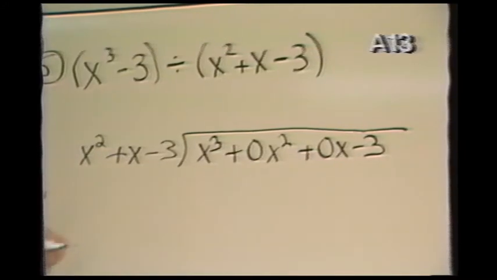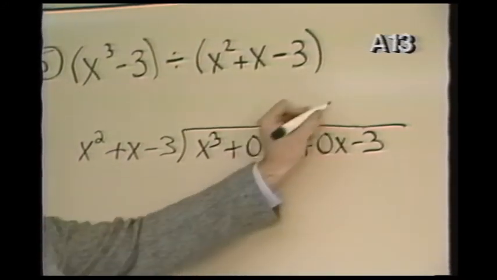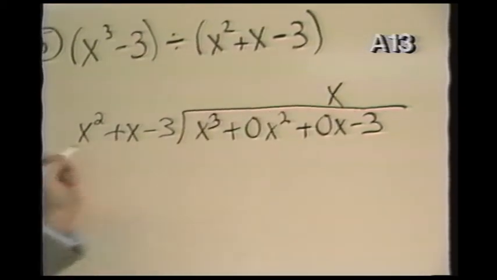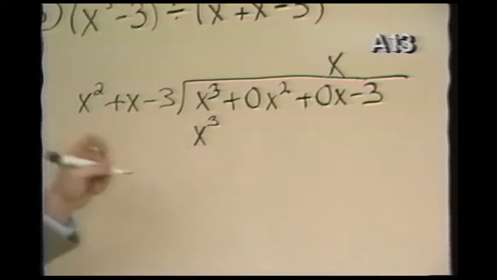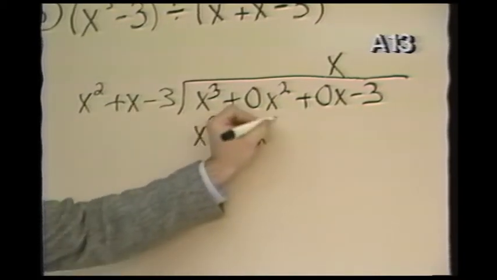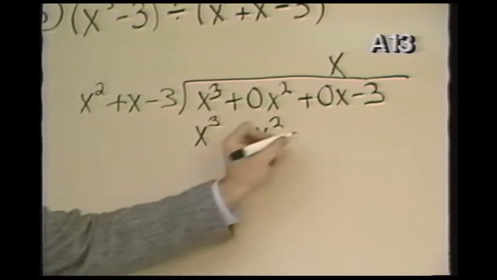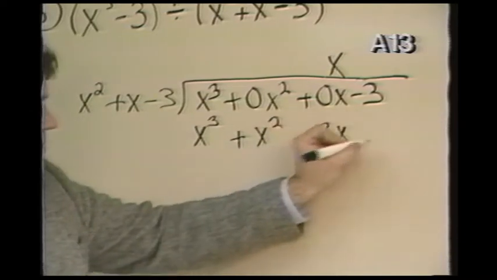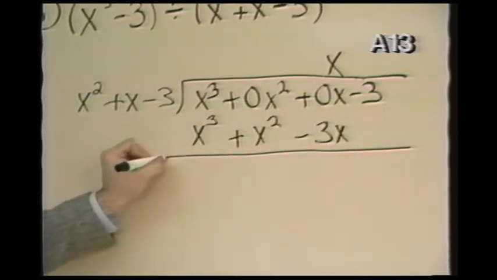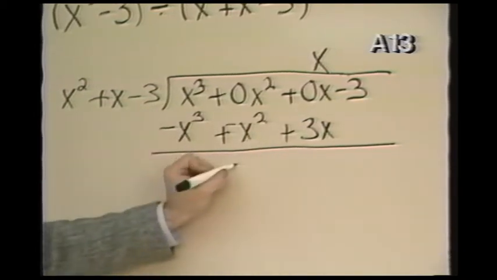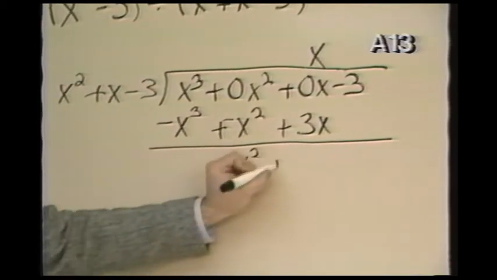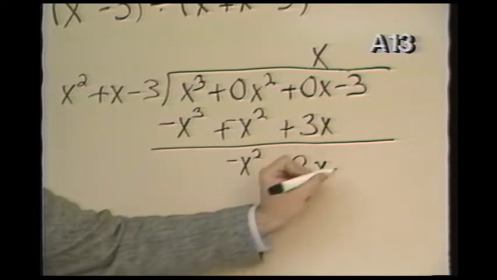Match the first term by multiplying. What times x squared is x cubed? The answer is x. X times x squared, x cubed. X times x, x squared. And x times minus 3 is minus 3x. Draw the line, change the sign, and add. We get minus x squared plus 3x minus 3.